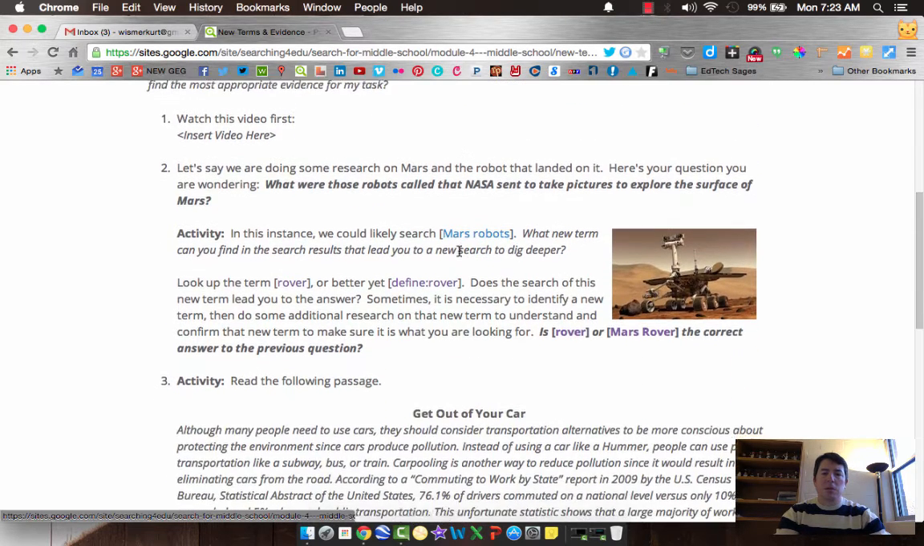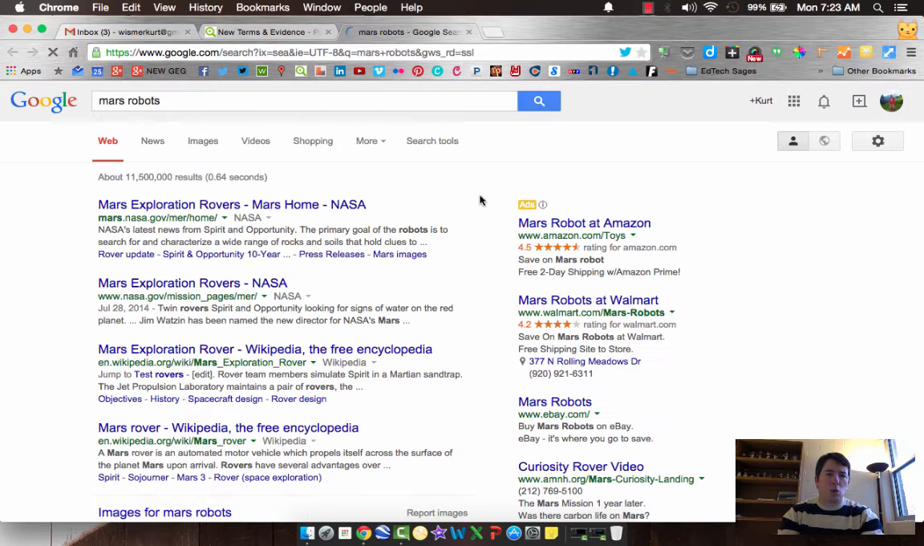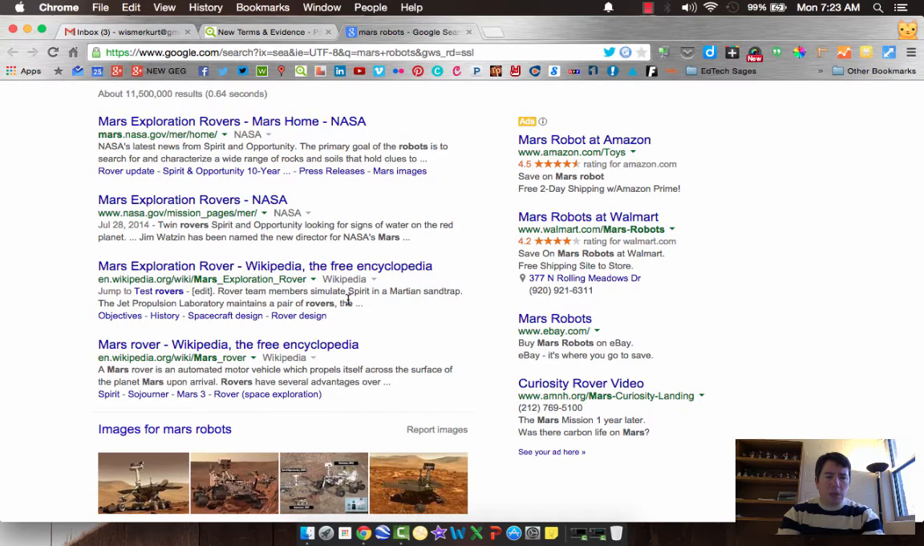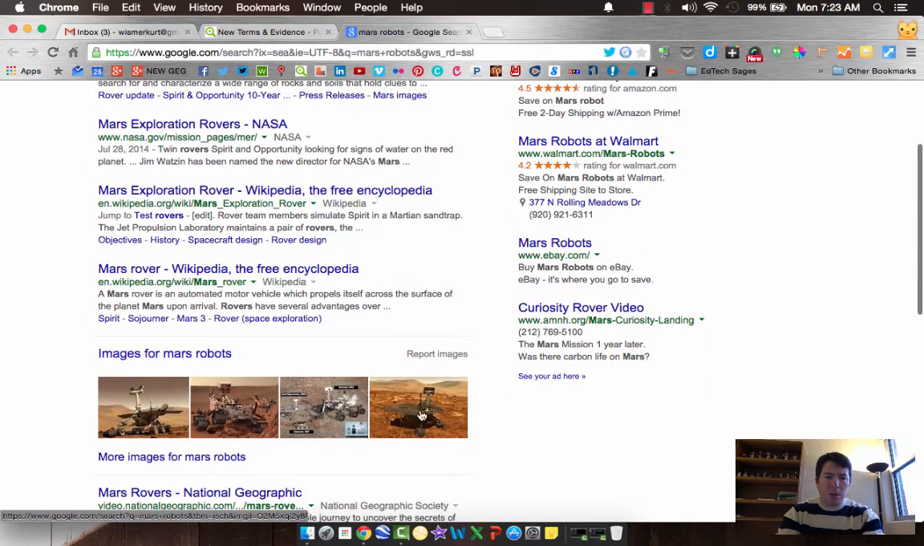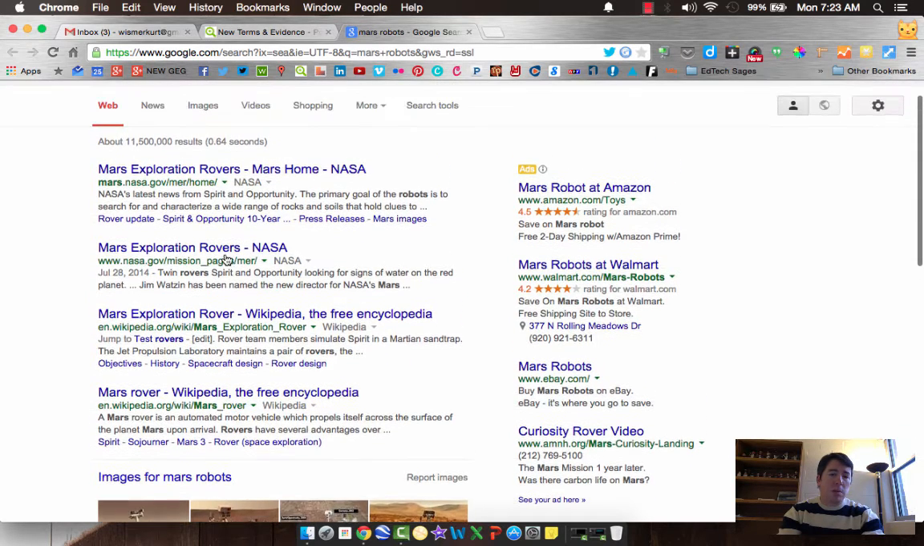All right, so let's do an example here. Let's say that we are searching for the robots that NASA sent to Mars. They look like this. So we could just do a search called Mars robots. Two simple words that sort of dig into what we need to do. So we dig in and we find some pictures, so we're confirming, yep, we're on the right track. And we're seeing a new word, rover. We're not sure what that word means or if it's the right word, so we may have to dig into it a little bit.